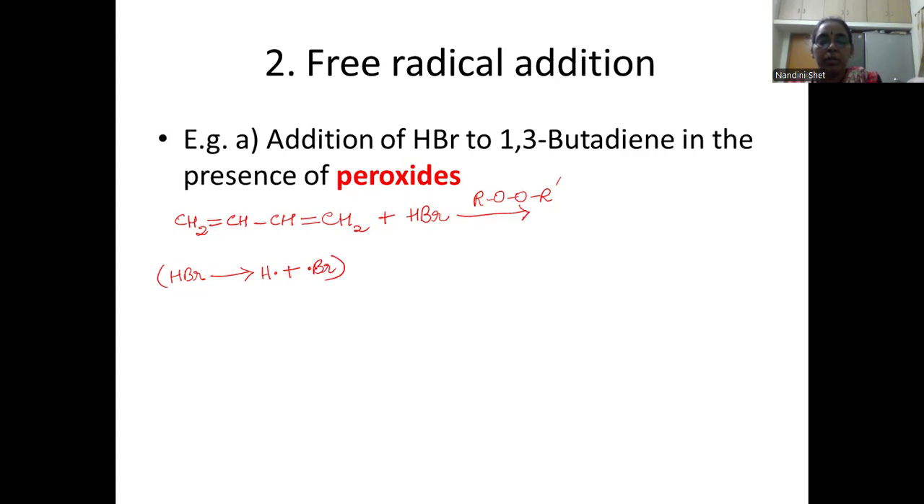So after this step, addition of the radicals takes place one by one, and once again we get a mixture of products. Here too we get two types of products. One is 1,4 addition, and the second one is 1,2 addition product.